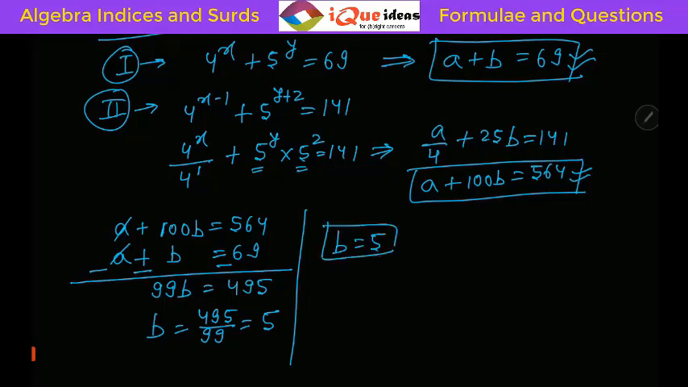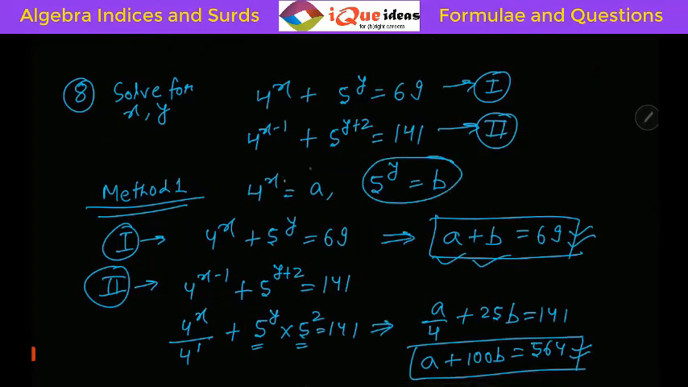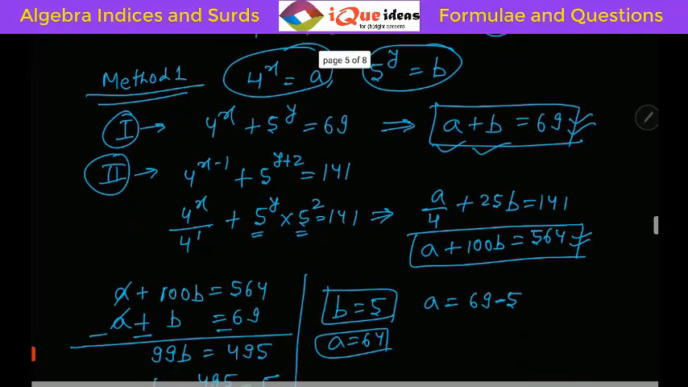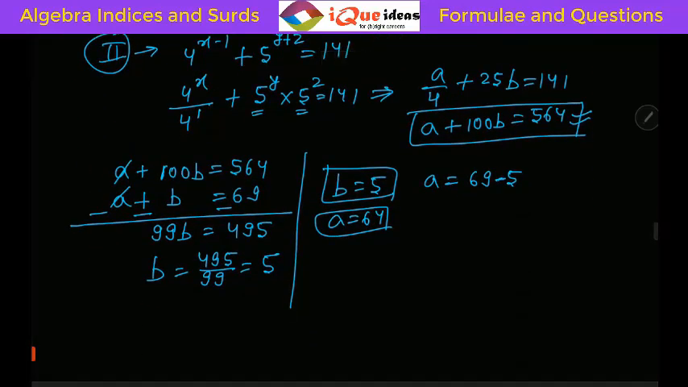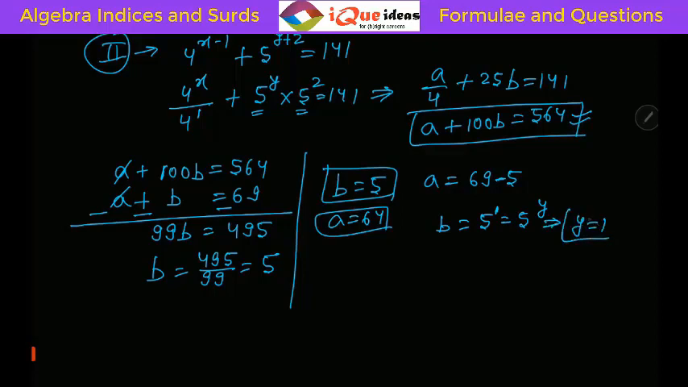If you put b equal to 5 in this first equation, that is a plus b equal to 69, you will get a equal to 69 minus 5. That means a is equal to 64. But remember, b was 5 raised to y and a was 4 raised to x. So we come back here and say that b is equal to 5, which is equal to 5 raised to y. Now 5 is 5 raised to 1. So we have y equal to 1.